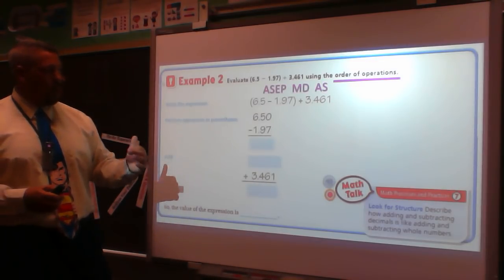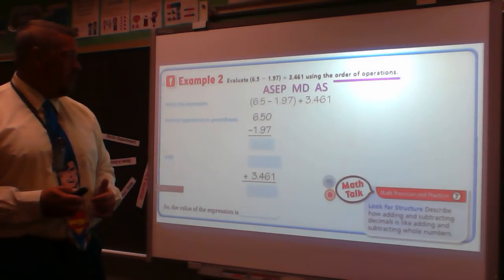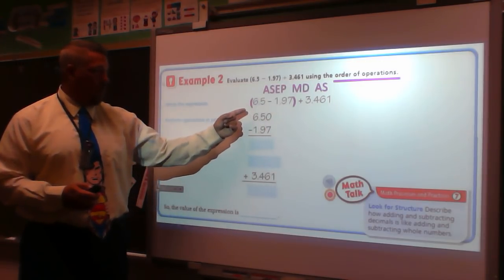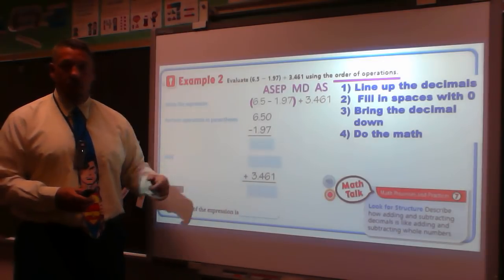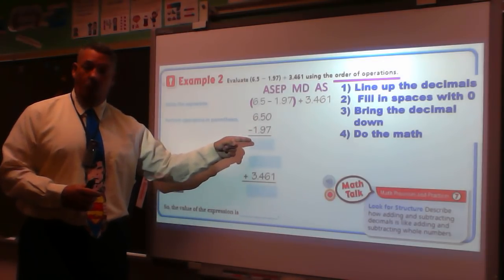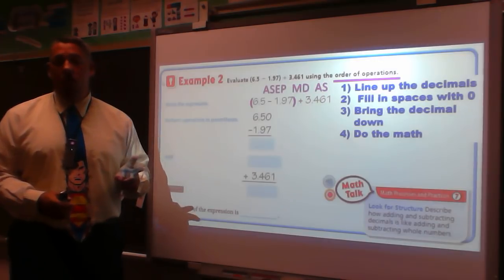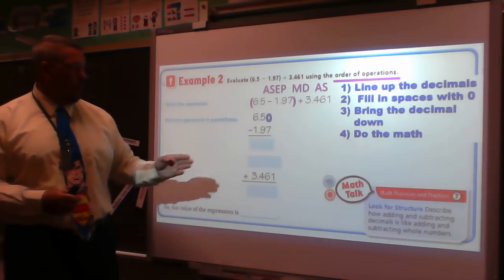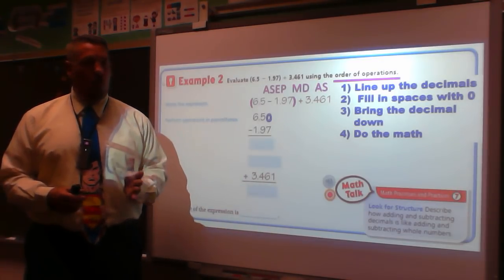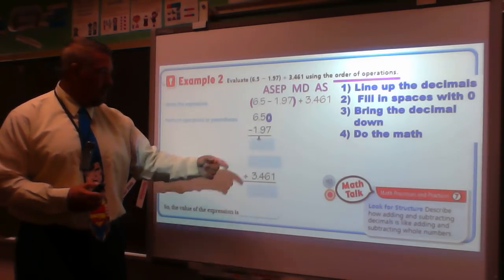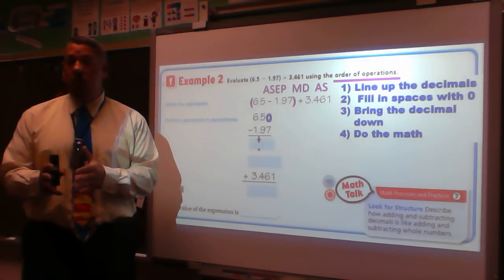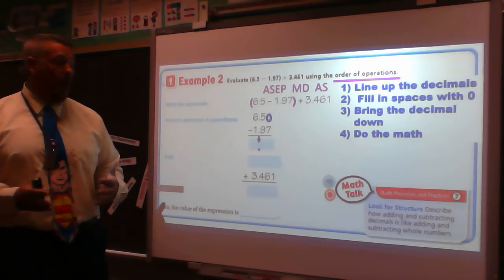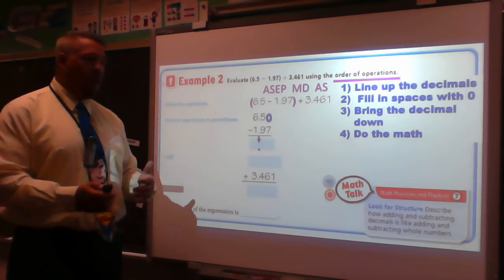I'm going to follow my steps and do my order of operations. My first thing, other than making sure I do the parentheses, is lining up my decimals. Notice, I've already done that for you. My second step would be to add zeros, and they've already done that for you as well. Once I've done that, before I do my math, I bring down my decimals so I don't forget it, and I make sure it's lined up in the right place, because that is key to getting a proper answer of adding and subtracting decimals. Then I can do the math.